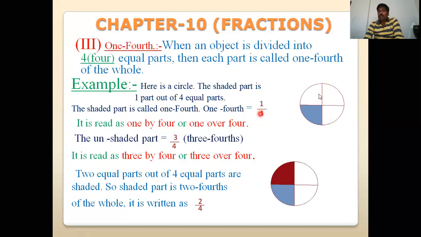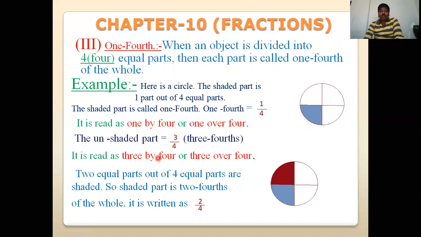parts. And what is the unshaded part portion? 1, 2, and 3. So now the unshaded part is 3 by 4. 3 is the number of unshaded parts, and 4 is the total number of parts, which make a whole.